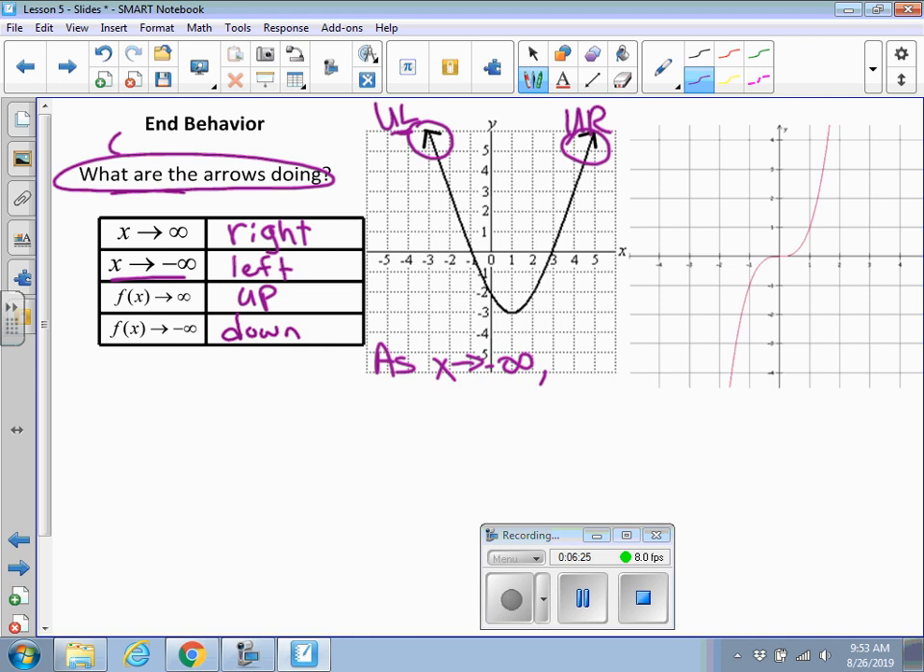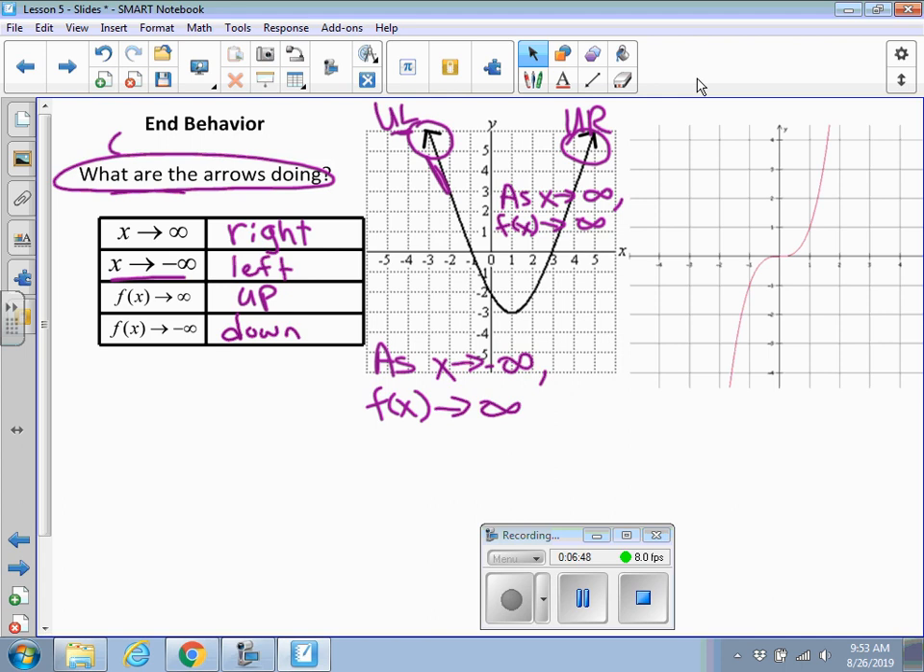What is my f of x doing? Well, my graph is going up, so that means f of x goes to positive infinity. That's for the left half of the graph. For the right half of the graph, notice we're going to the right. So as x goes to positive infinity, where am I going? I'm going up. So f of x goes to positive infinity as well.